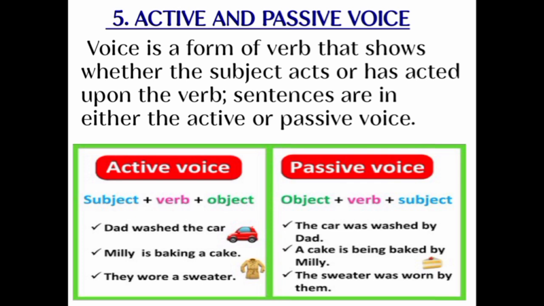Here we have an example. Dad washed the car in active voice. So first there is the subject, that is dad. Next there is verb, the action, that is washed. Then we have an object, that is the car. In passive voice, it is the car was washed by dad. So object is the car which comes first. Then there is verb, the action, that is washed. Then we have subject, that is dad.